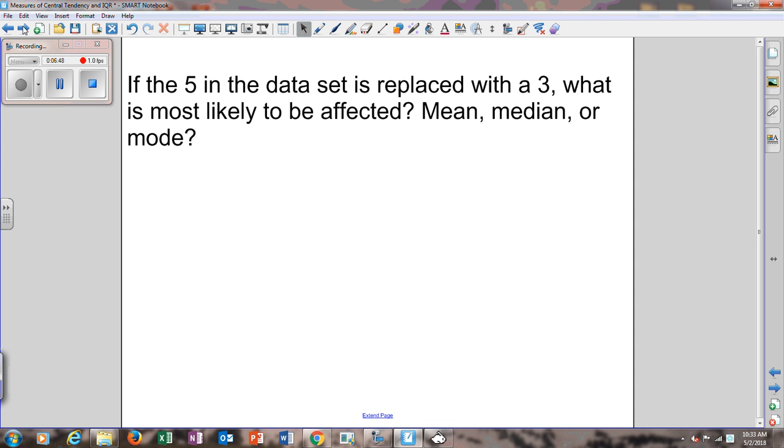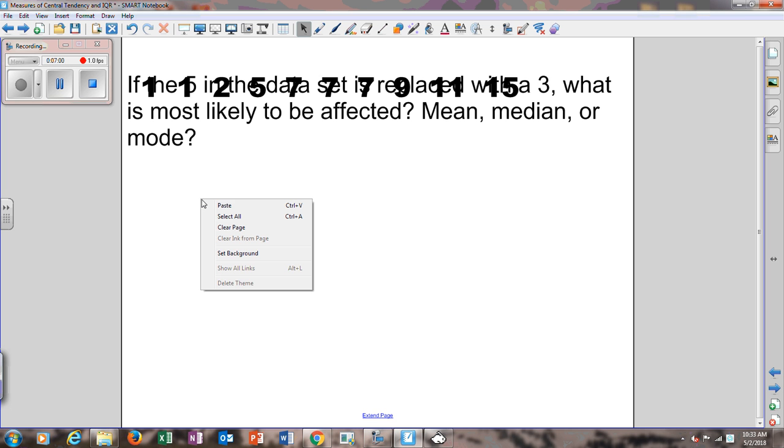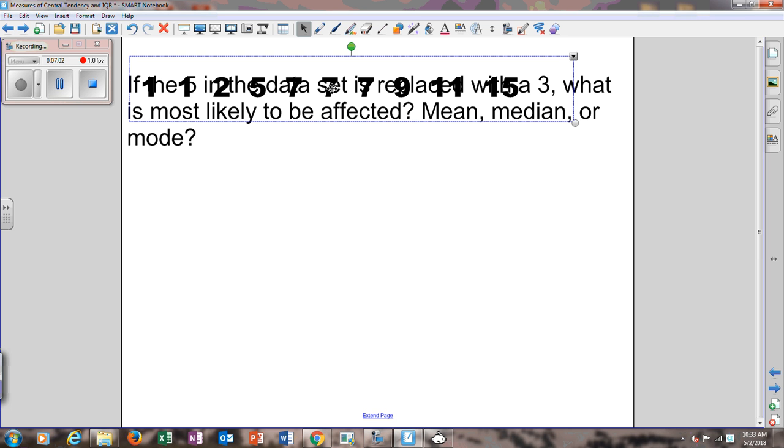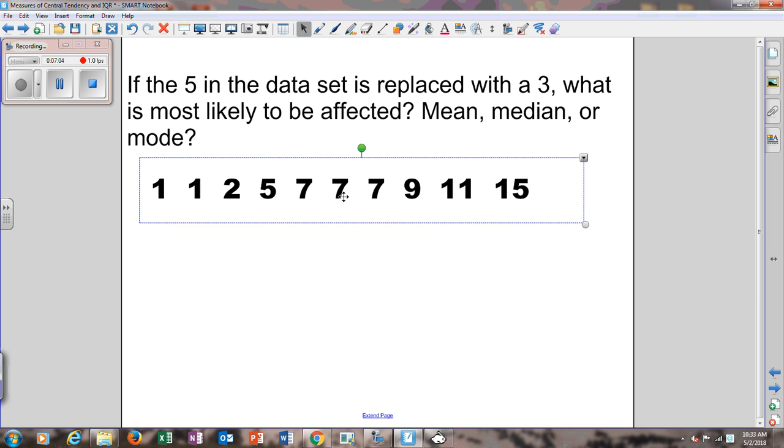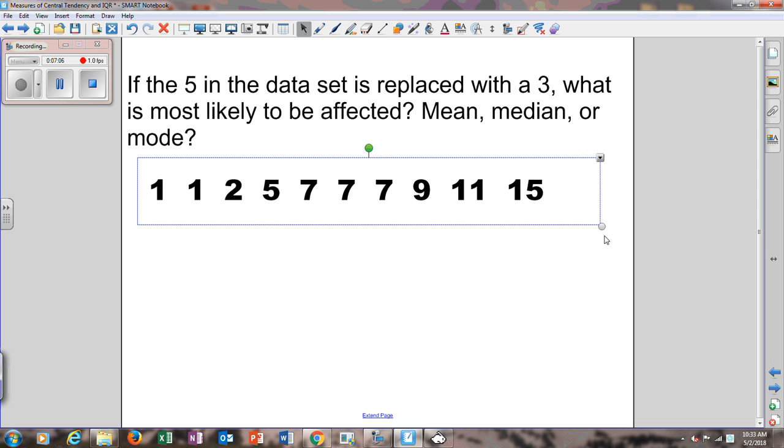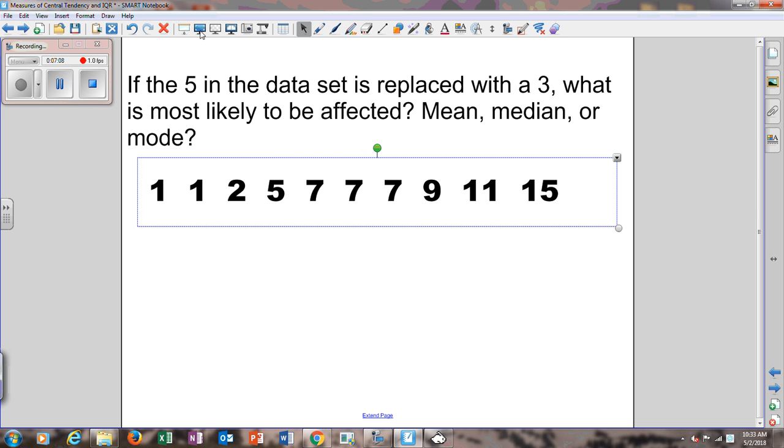Okay, if the 5 in the data set is replaced with a 3, what is most likely to be affected? This is the type of question that they ask on most of these tests. So, important to know how this number would be affected. Pay attention to what the number's changing from and to. All right, so we're getting rid of a 5 and we're adding a 3.